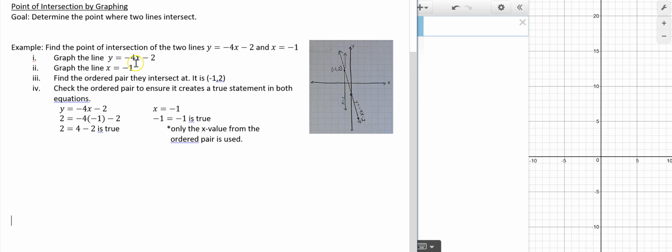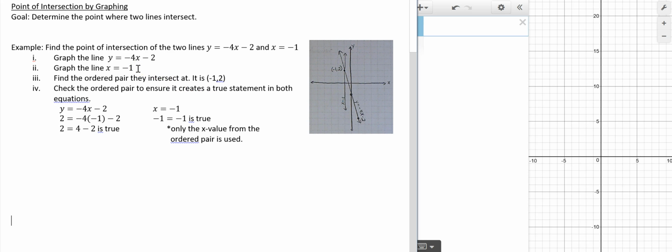The number in front of x is the slope, and negative 4 is the value. If we change that to a fraction, it's negative 4 over 1. So from our y-intercept, we would go down 4 and 1 to the right, or up 4 and 1 to the left. Draw a line through that. That's the line y equals negative 4x minus 2.